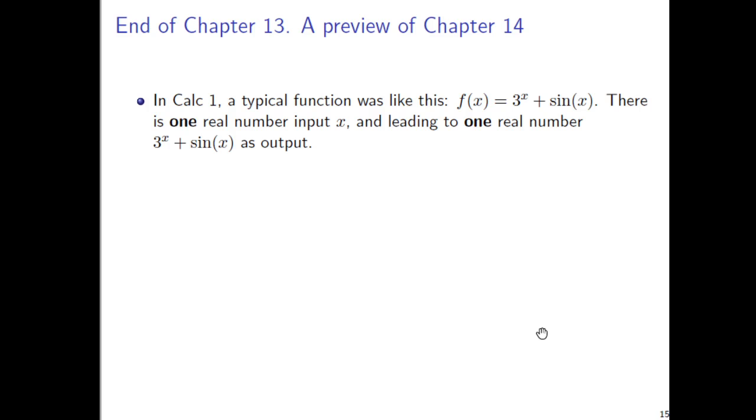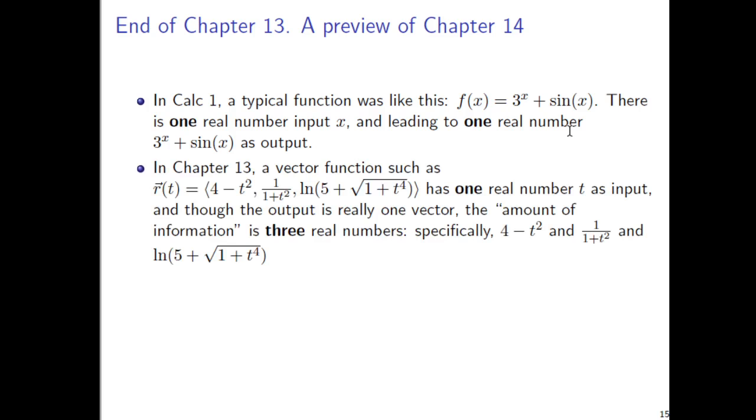Okay, this really will constitute for us the end of chapter 13. Let's just take a moment to preview what's going on in chapter 14. So in Calc 1, a typical function looks like this. F of x equals 3 to the x plus sine of x. Something like that. The point is there's one real number as input, called x here, leading to one real number as output. In this case, 3 to the x plus sine of x. Right? So you feed in a number as x, you get a number out according to the formula 3 to the x plus sine of x.